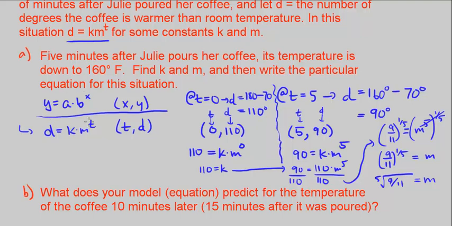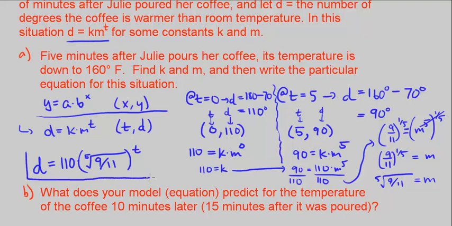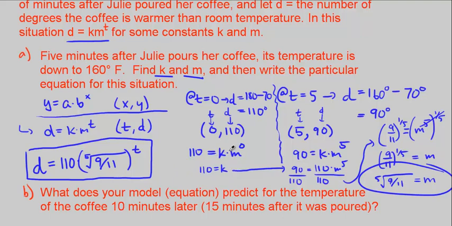So then let's go ahead and write the equation d is equal to k times m to the t in general. So it's just going to be d is equal to k. Well, k is 110 times m. M is the 5th root of 9 over 11. And this is to the power of t, right? And let's box this because this is the answer for part A. K and m we found right here and right here. And then we plugged them into our general equation, the exponential function d is equal to k m to the t.